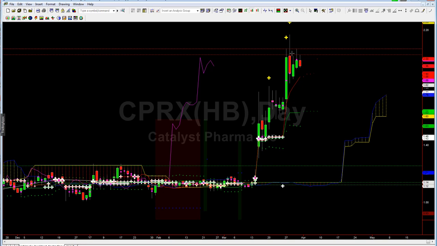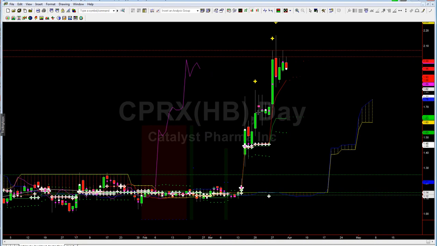I'd be legging out. That's all I can say. If you want to trail out, you can trail out. No crosses have come yet. You can use the dots if you want. You would have gotten into a little trouble here in this area right here. But otherwise, the trade is still looking okay.